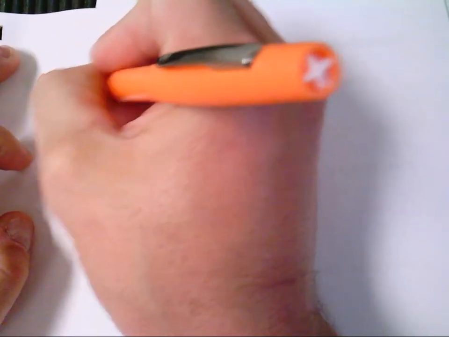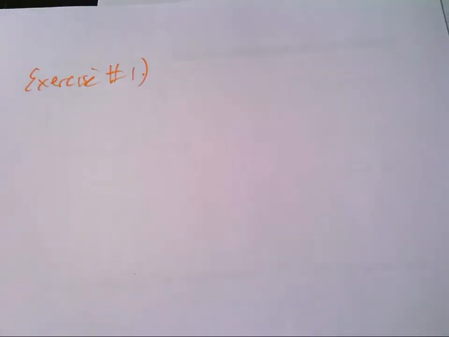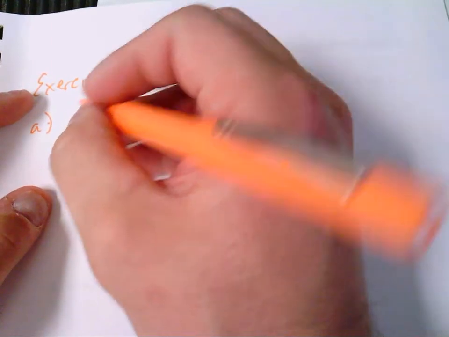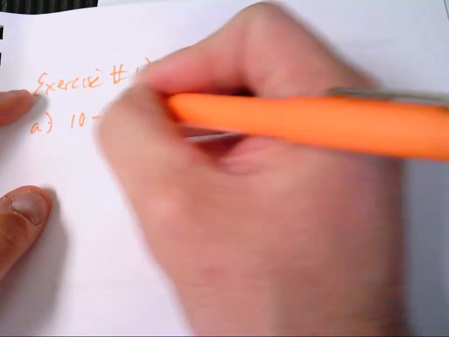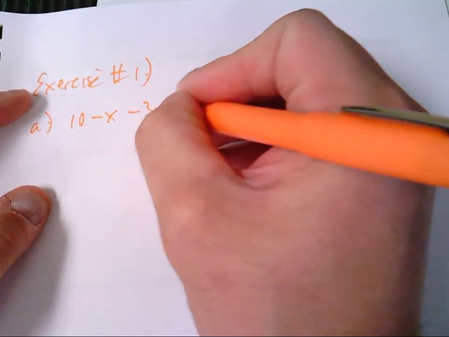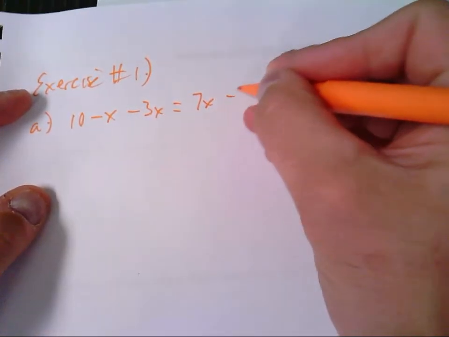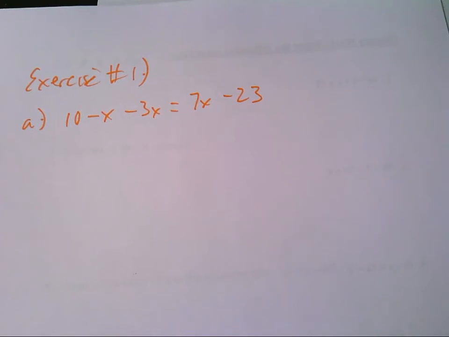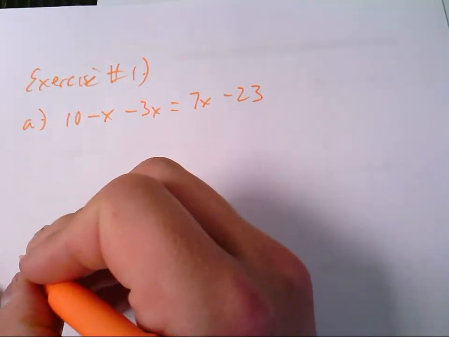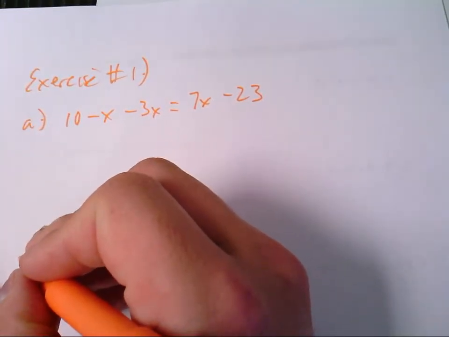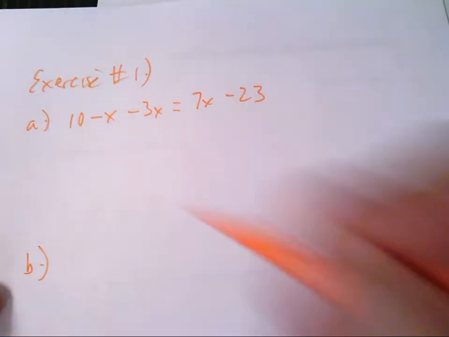Exercise number 1. All right. So A, and you want to give yourself some space to do these two. 10 minus x minus 3x equals 7x minus 23 for 1. And the second one, I'm going to write this down here a little further because you do want to give yourself some room to do these problems.